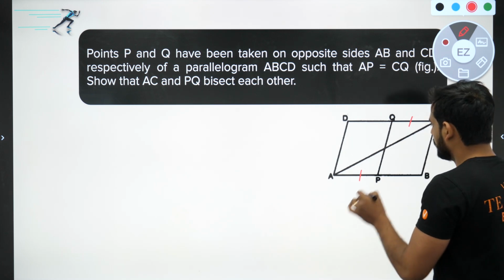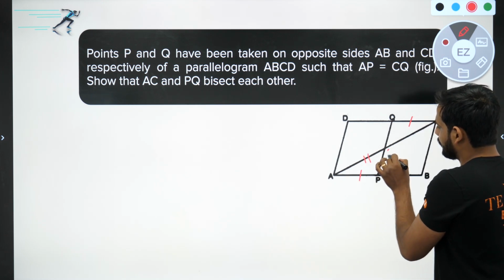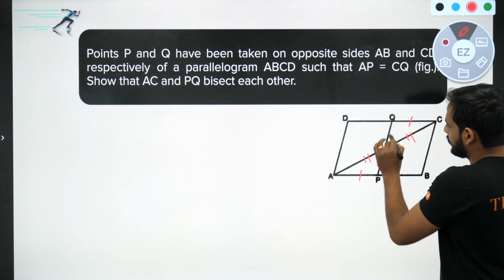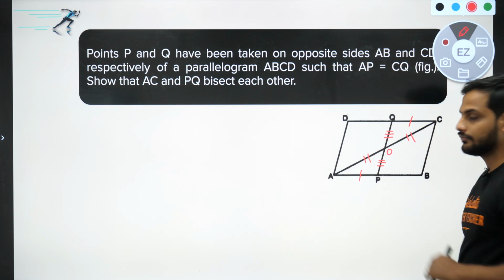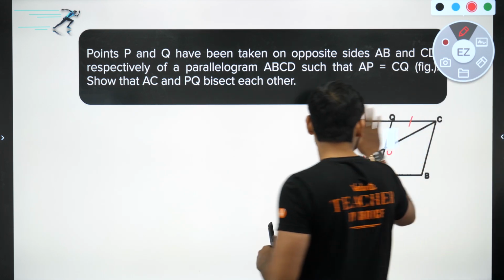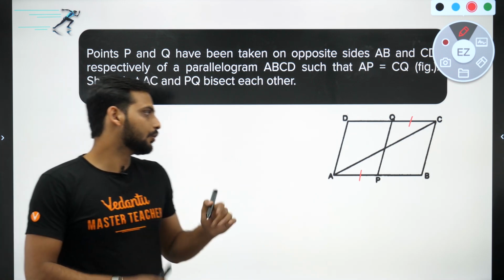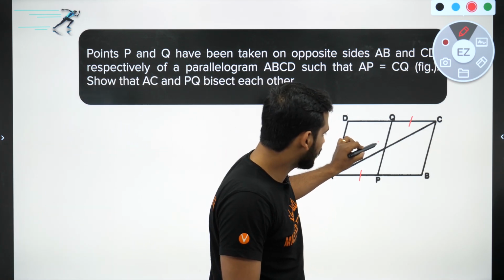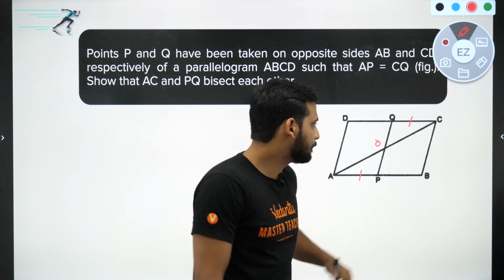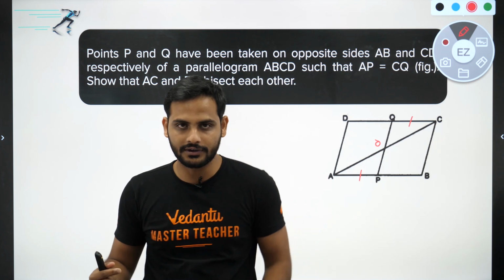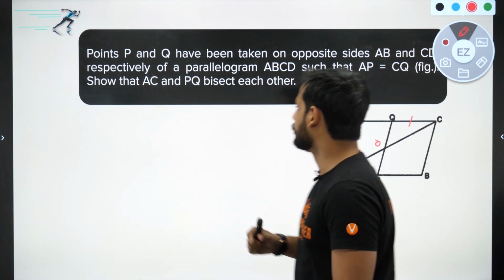That means you have to show that, let us say this point is O, AO is equal to OC and PO is equal to QO. This is what you need to prove. So our main aim is to prove that AO is equal to OC and PO is equal to OQ. If I prove that, I can say both are bisecting each other, right? Now, how do you do it?